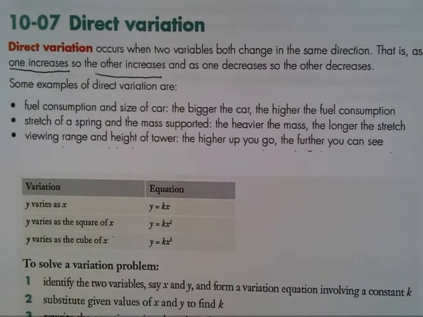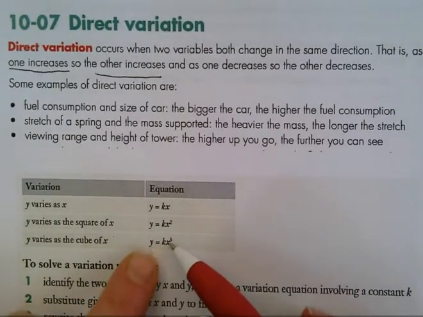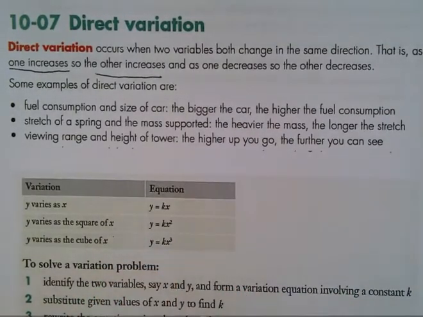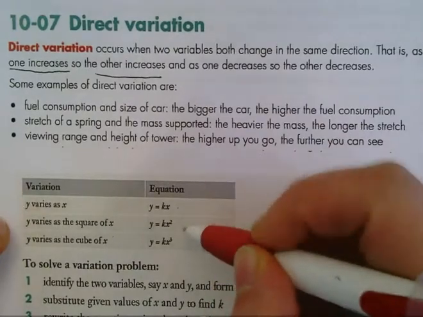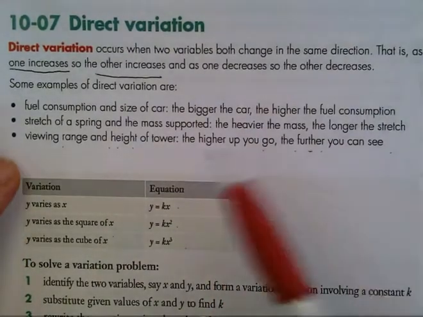And then we do the same steps as what we did before for the direct linear variation. We substitute values of x and y to work out k, rewrite the equation, and then do further substitution later. So we have done questions like the first line. The only difference today, we're doing squared and cubed as well.